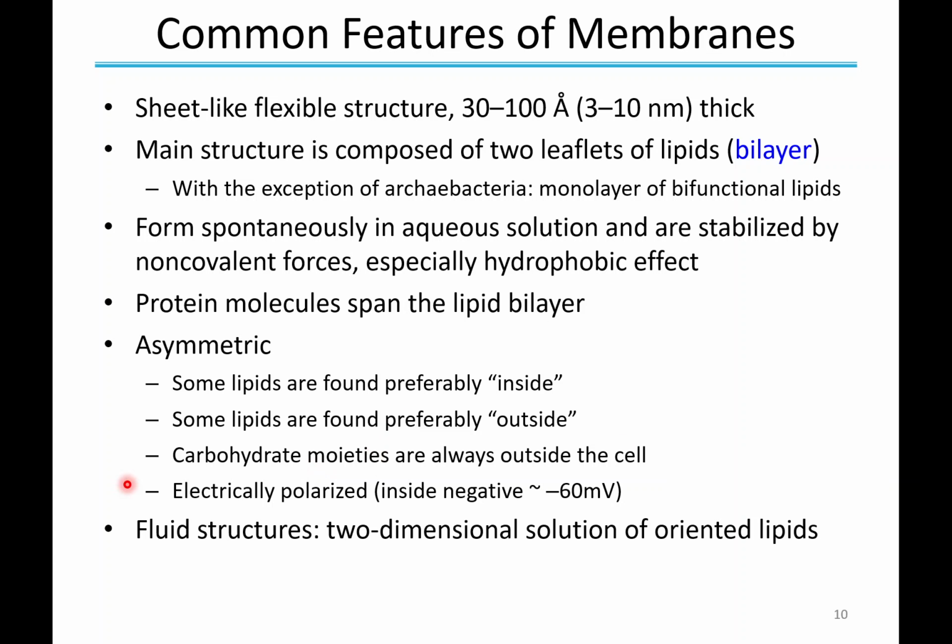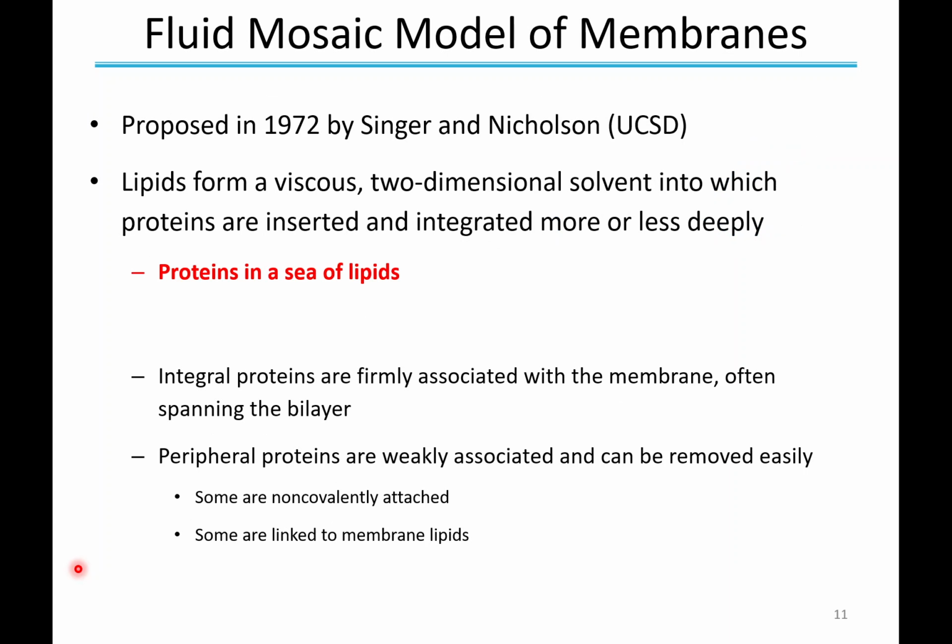Okay. Membranes are also asymmetric in that they can be electrically polarized, and typically the inside would be the negative side. Right. They are fluid structures, okay? And you can think of them as kind of a two-dimensional solution of oriented lipids. And that's where the fluid mosaic model comes in. Right? It was proposed in the early 70s. Okay? And what it states is that lipids form a viscous two-dimensional solvent into which proteins are inserted and integrated.